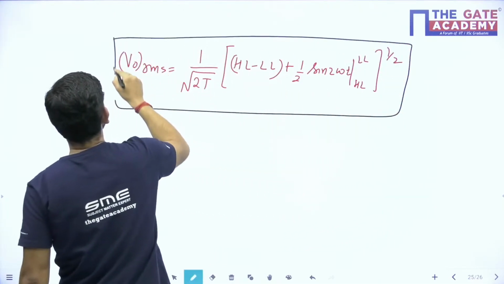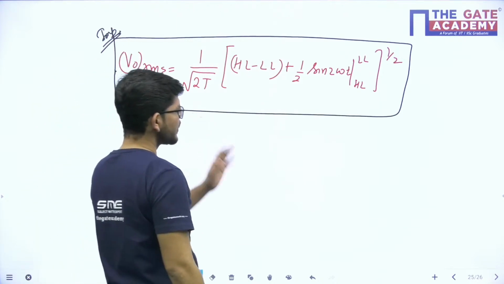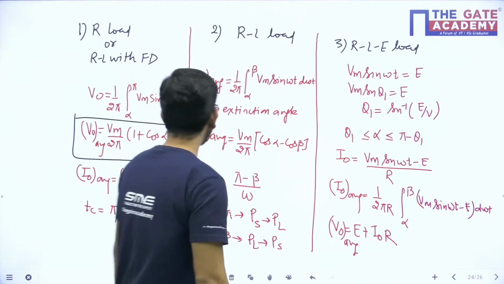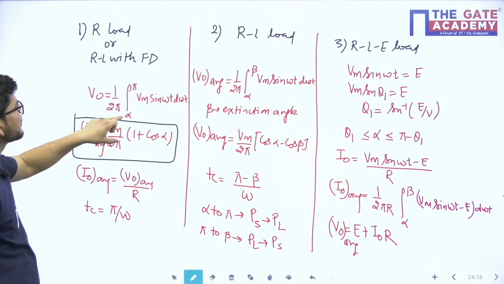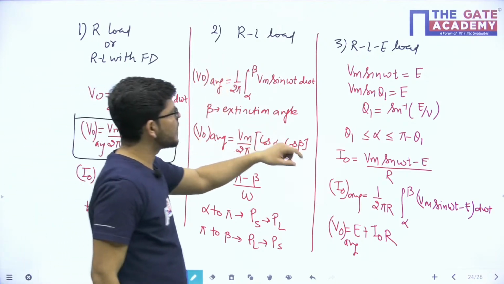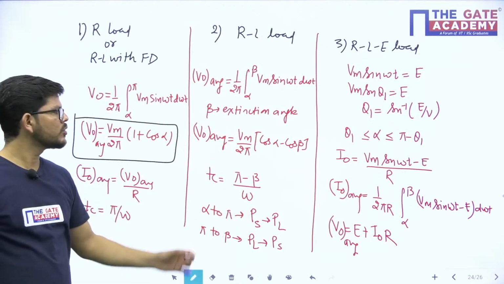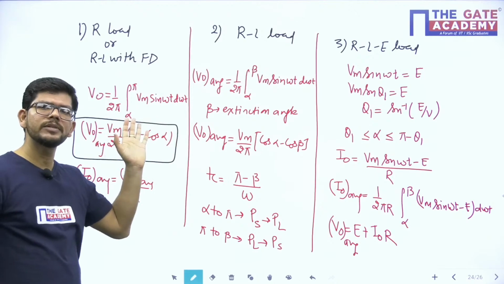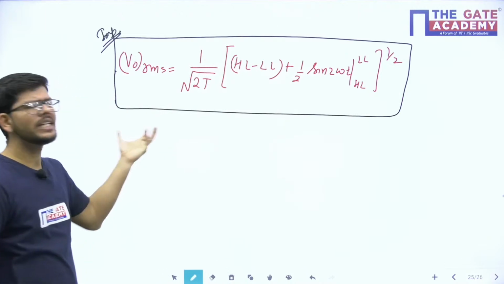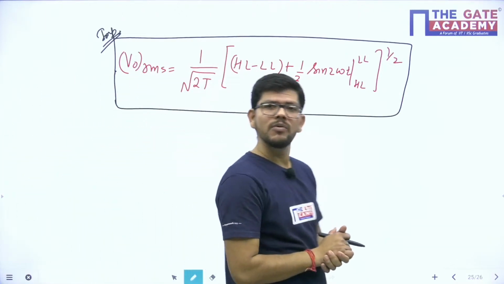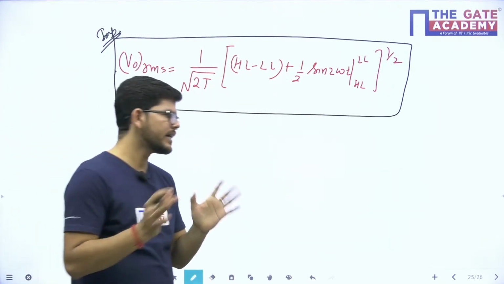By using this particular formula, if you just remember it, then you can see here, you know the limit of integration in all three cases. The limit of integration in this particular case is alpha to pi, alpha to beta, and it is alpha to beta here as well. So just by putting the values in the RMS value formula that I have just discussed with you, you can calculate the RMS value in any of the cases. Okay. So this is all about the half wave controlled rectifiers.